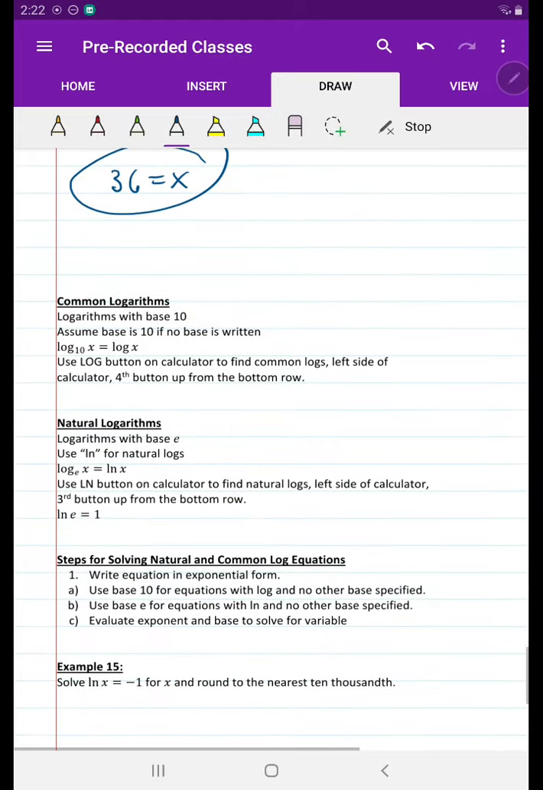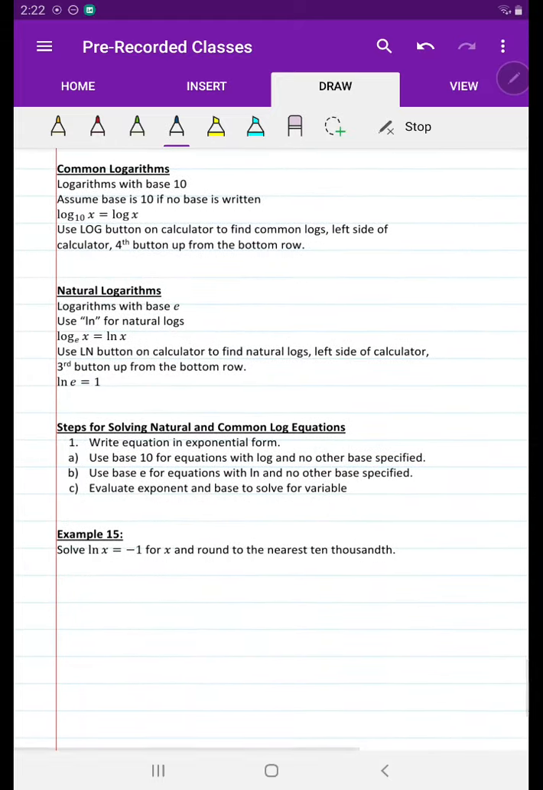So we'll talk a bit about common logs. Common logs are logs with base 10. And if you see a log where no base is written, you can assume that the base is 10. So for example, if we have log base 10 of x, that's the same thing as log x. And you don't have to write your base if it's 10.